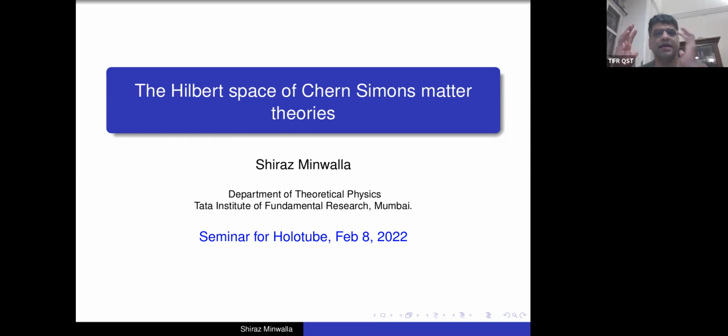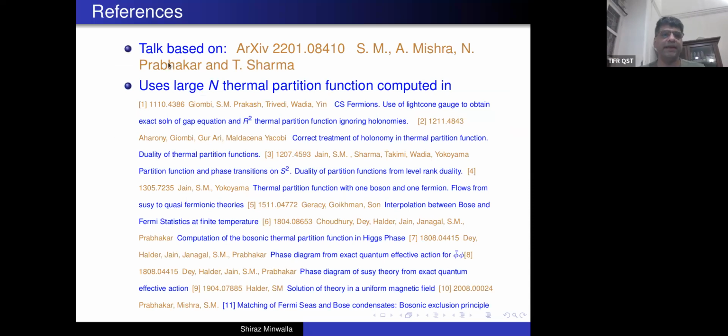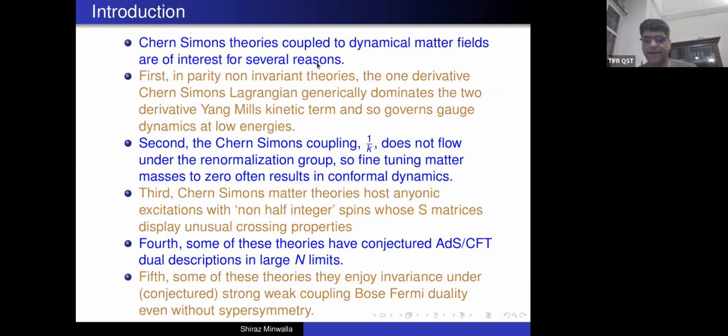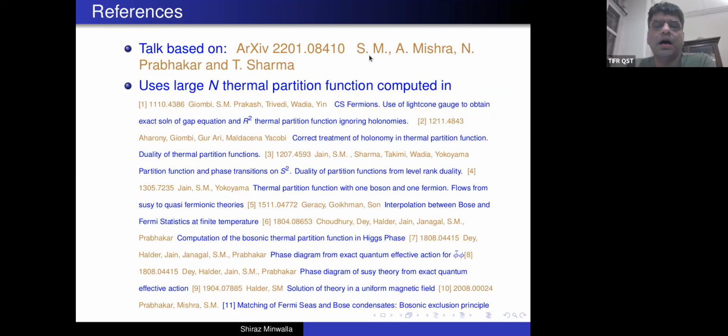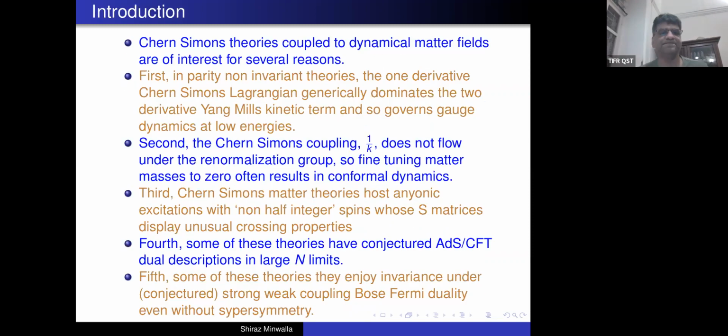Okay, so my talk is titled The Hilbert Space of Chern-Simons Matter Theories. My talk will be based largely on this paper that we put out last month, written in collaboration with my student Amyo Mishra, my ex-student Tarun Sharma, and a postdoc Naveen Prabhakar. It will also make use of results derived in papers written over the last 10 years by various people, including our group. Some of the references for these papers are here.